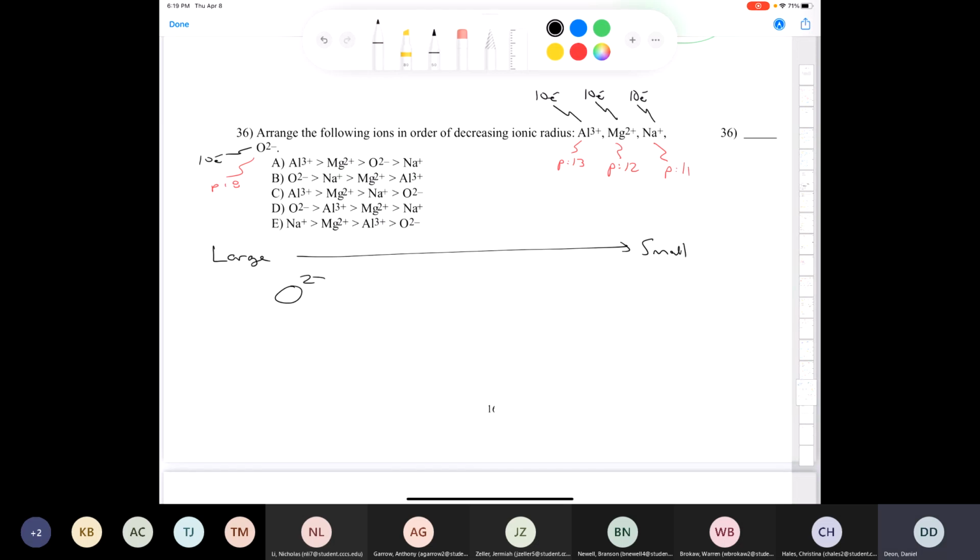Could anybody tell me which one of these would be the smallest? And it's not a trick. Thanks, Branson. Yeah, it's going to be the aluminum cation, isn't it? The aluminum 3+ ion is going to be the smallest.